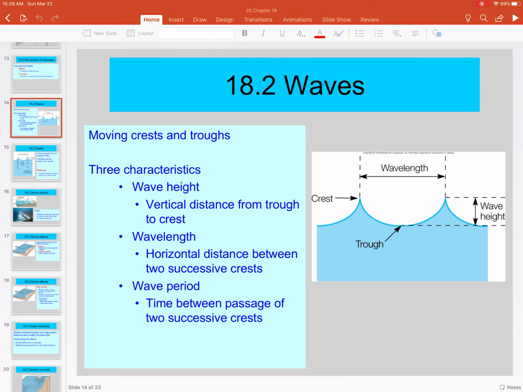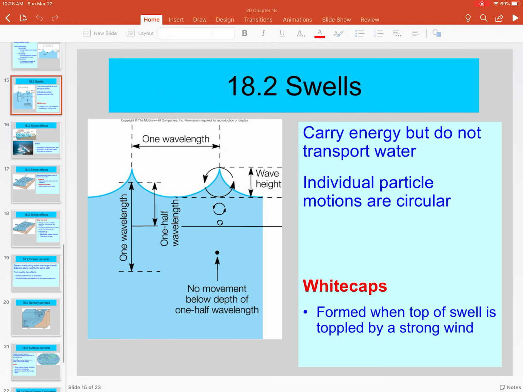And then we have the wave period, which is the amount of time it takes for the crest to pass by. So once the first wave comes in, we start timing it, and when the second wave comes in, we stop timing it, and that's what we call the wave period. So very similar to our wave discussion before.